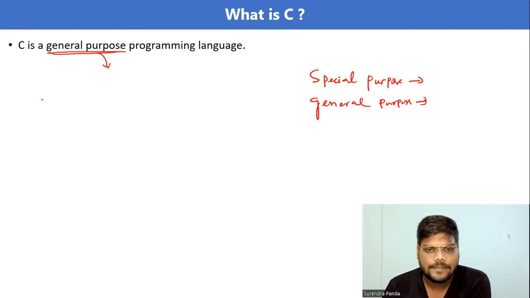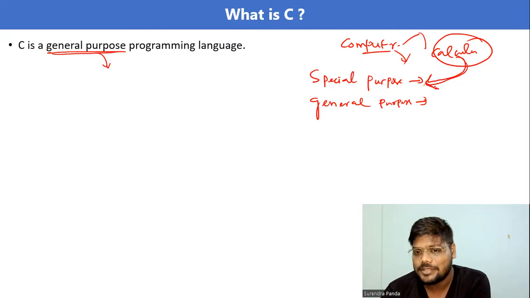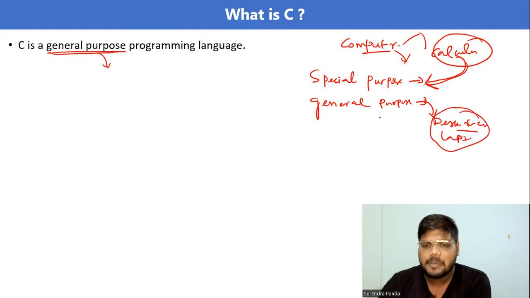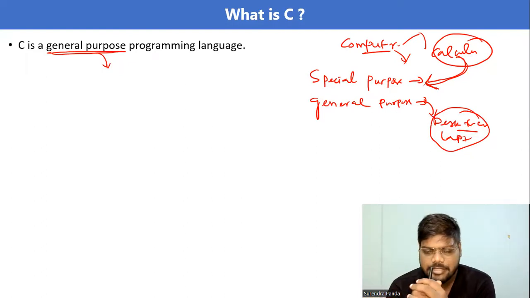What exactly I'm saying is, if you talk about computers, there are general purpose computers and special purpose computers. Your calculator is a computer, but is it special type or general type? It is a special type, only for calculation kinds of things, specific and limited. But a general purpose computer means your desktop, tablet, laptop. You can perform n number of works. By using special purpose, you cannot perform multiple works.